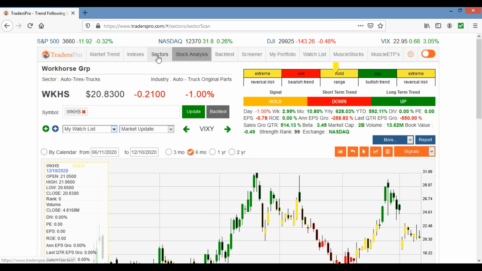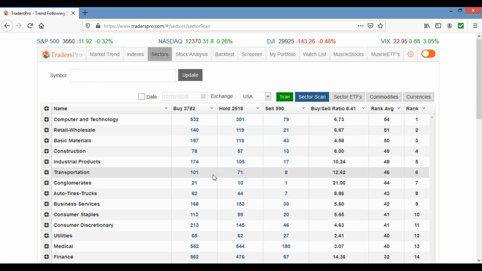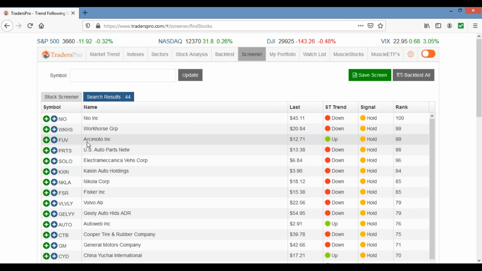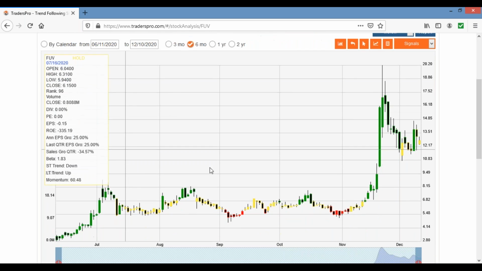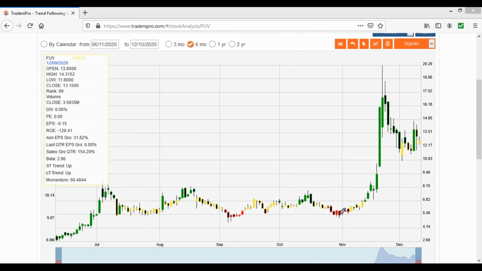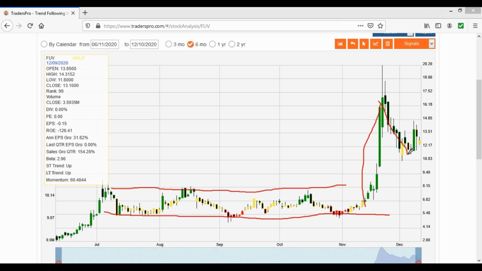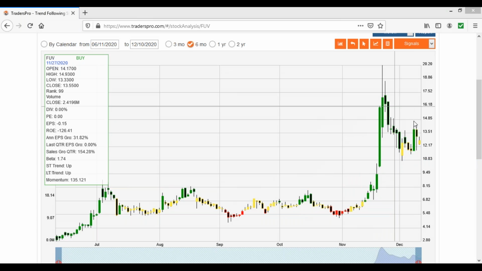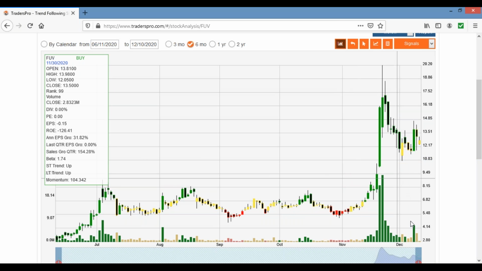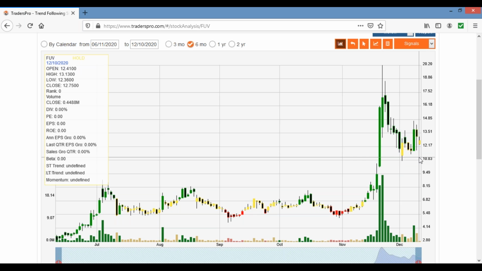And then lastly, under autos, tires and trucks, I liked this FUV, 99 strength rank. And again, a long sideways consolidation, broke out of it. It's pulled back again. Had a nice little up day a couple days ago. We put the volume bars back on. Volume was really high on that day. Volume was really high on these when it broke out right here.